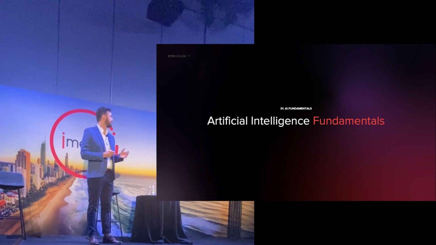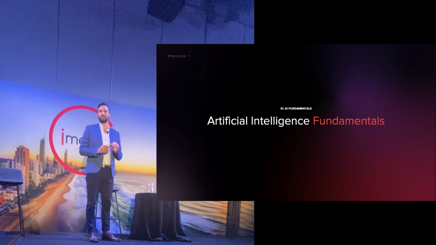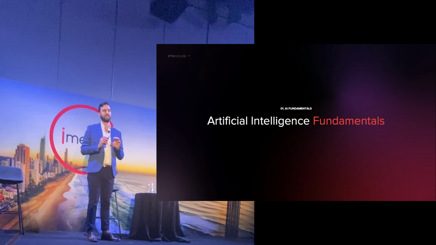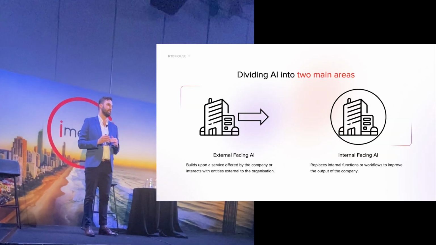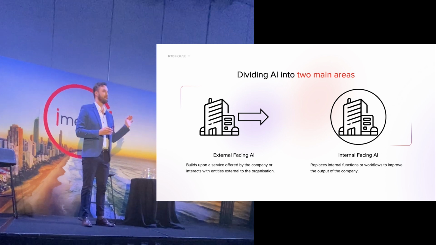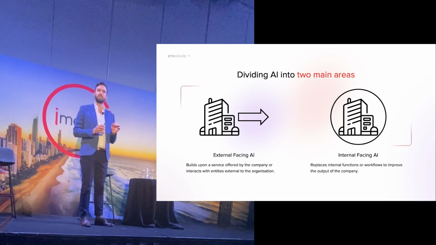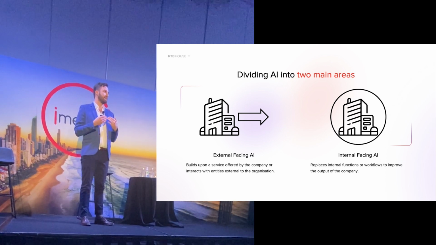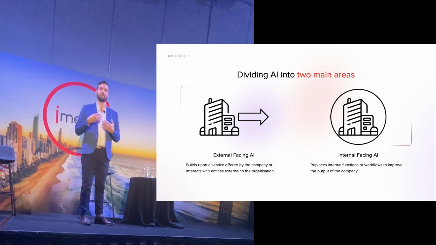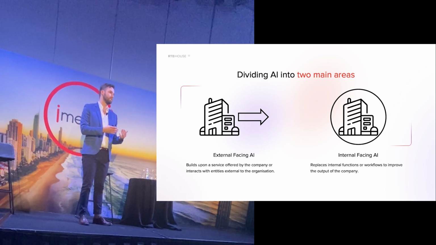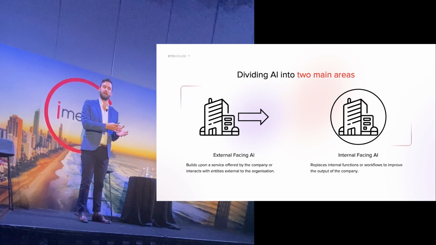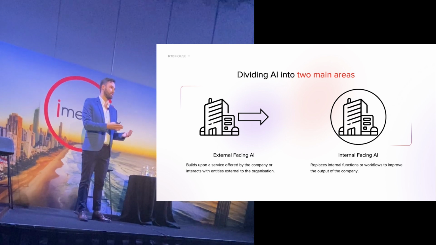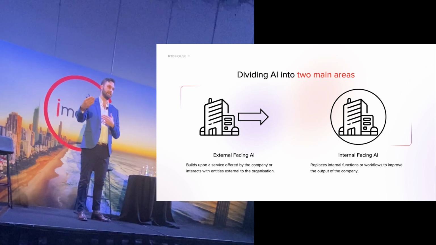So, firstly, some fundamentals. Just because I know everyone loves hearing about the fundamentals, I'm going to keep it really, really simple. So, I'm going to break it up into two parts. There's the external-facing AI and internal-facing AI. And what this means is the external-facing AI is products and services that you build, your company builds, that interact with people outside of the company. Think of OpenAI's chat models, Midjourney, any of those, they interact with people outside of the company.